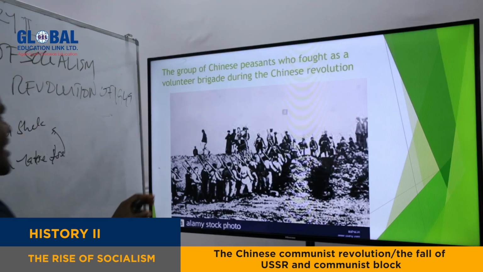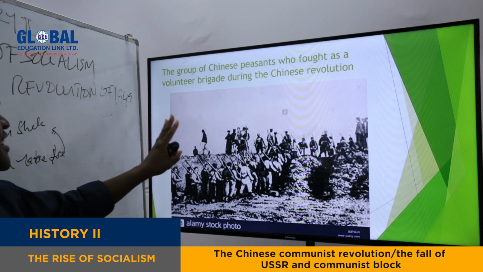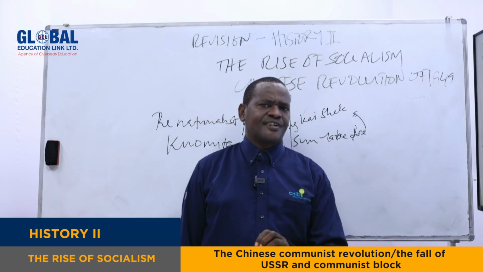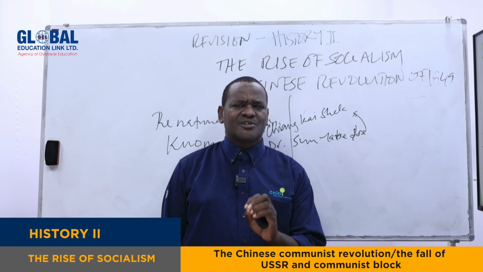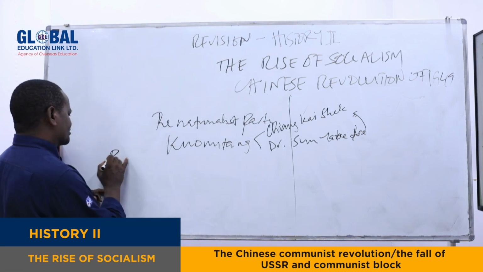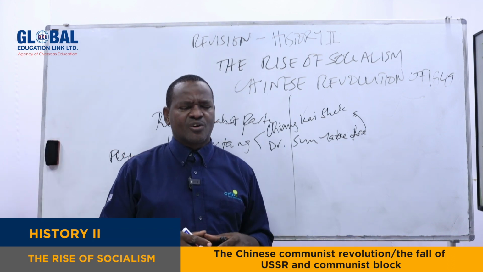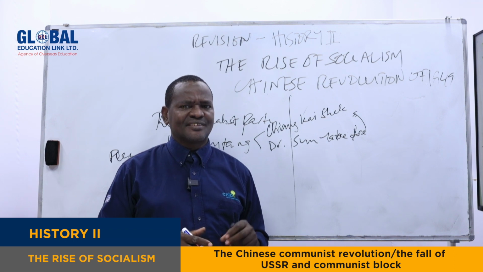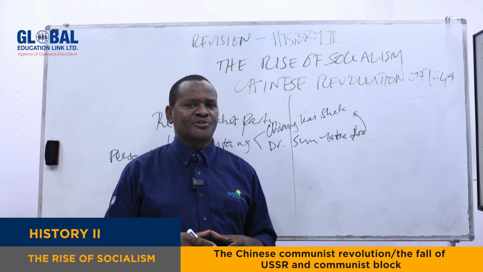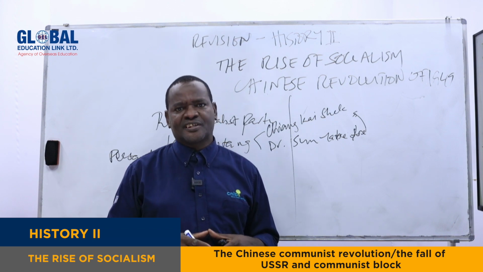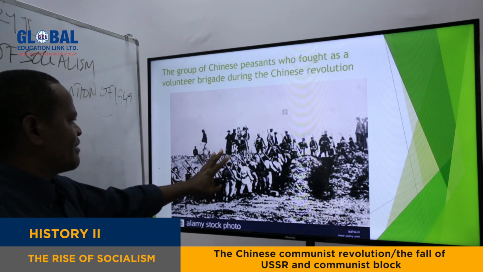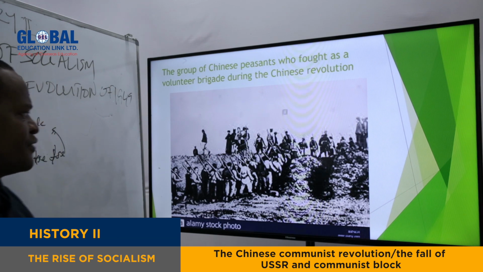My dear students, as you can see, this is a group of Chinese peasants who fought in the volunteer brigade during the Chinese Revolution. Quite contrary to the Russian Revolution, the Chinese Revolution was a peasant revolution. Because the working class in China was very small due to lack of industries, Mao Zedong had no other option but to use the peasants of China, who were the majority. So you can see this is the group of Chinese peasants who were fighting with Mao Zedong during the Chinese Revolution.